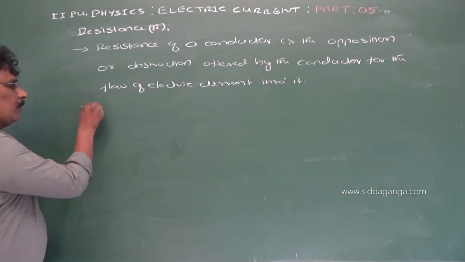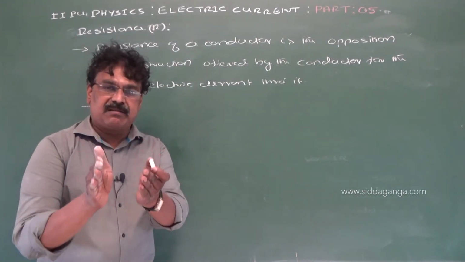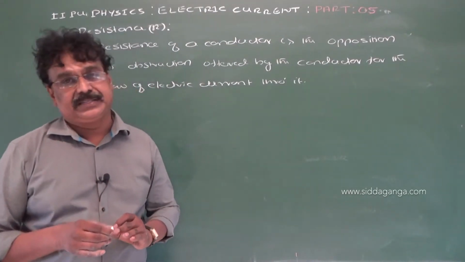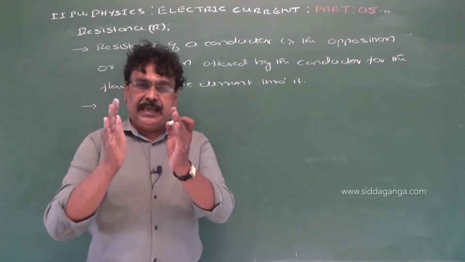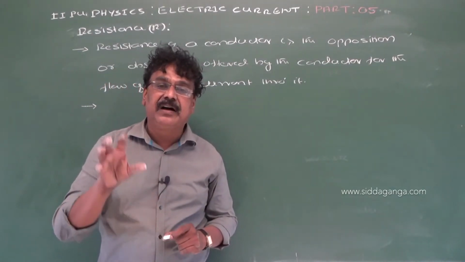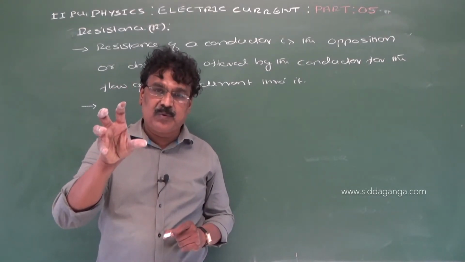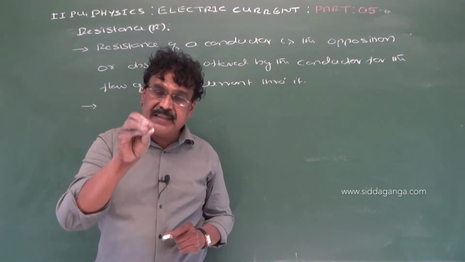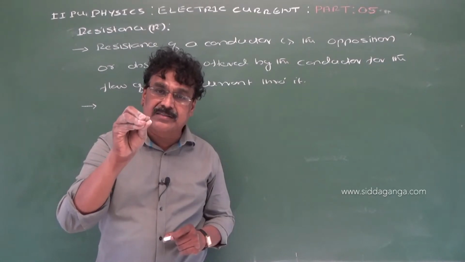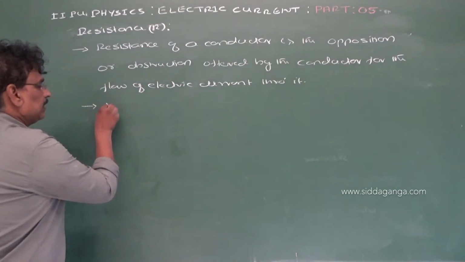Now, what is the cause for resistance of a conductor, or what is the origin of resistance? A conductor offers opposition or resistance because of the collision of free electrons, moving with drift velocity, with the heavy positive vibrating ions of the conductor.